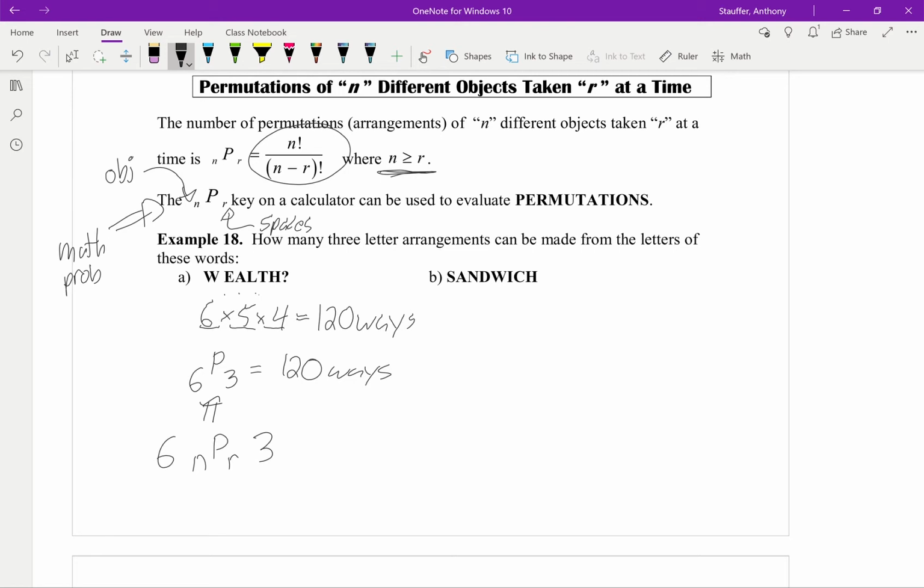So moving on, for sandwich, we have 1, 2, 3, 4, 5, 6, 7, 8 letters. So I could look at this as being 3 letters, 1, 2, 3 spaces, 8 times 7 times 6, which would end up giving me 336, or subsequently, I could look at this as being 8P3. Now, either one of these ways is completely acceptable. In some cases, you'll be forced to use one or the other, but as we go through more and more problems, it'll start to become clearer what's going on here.